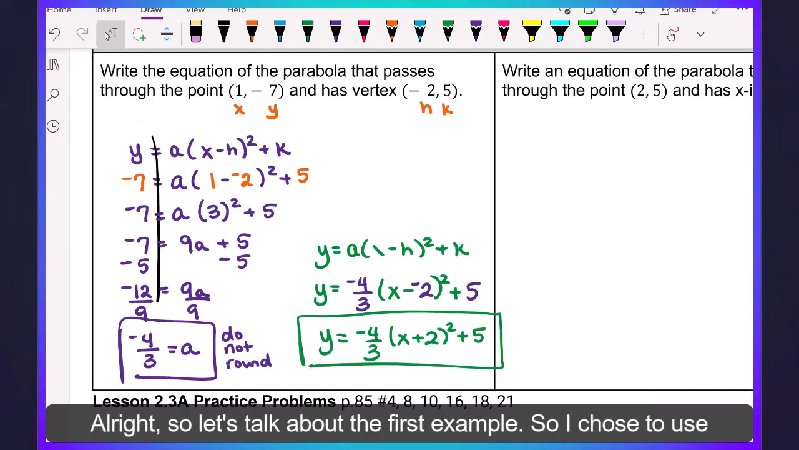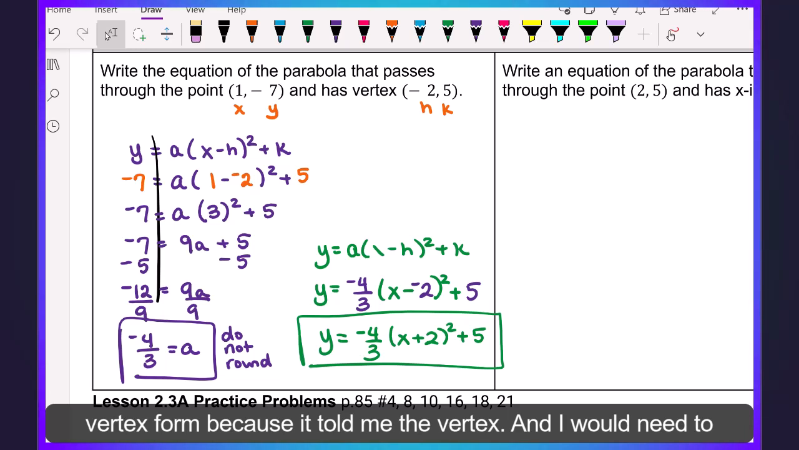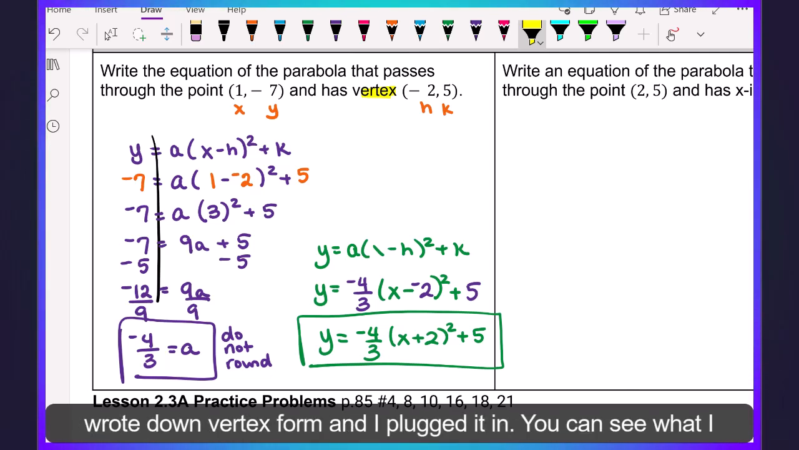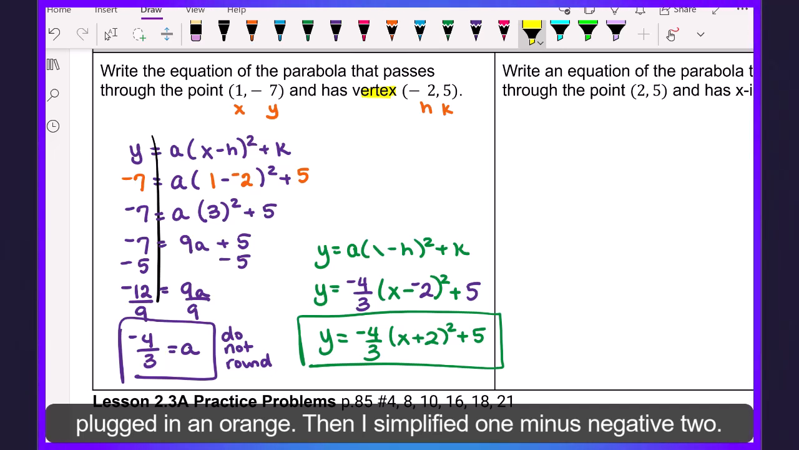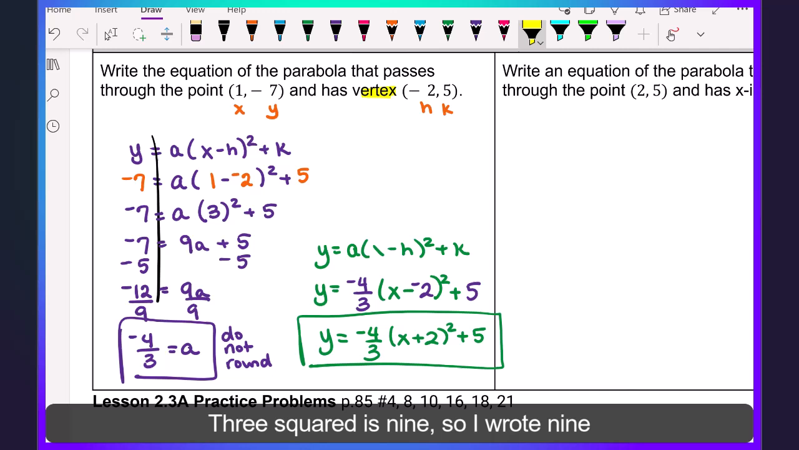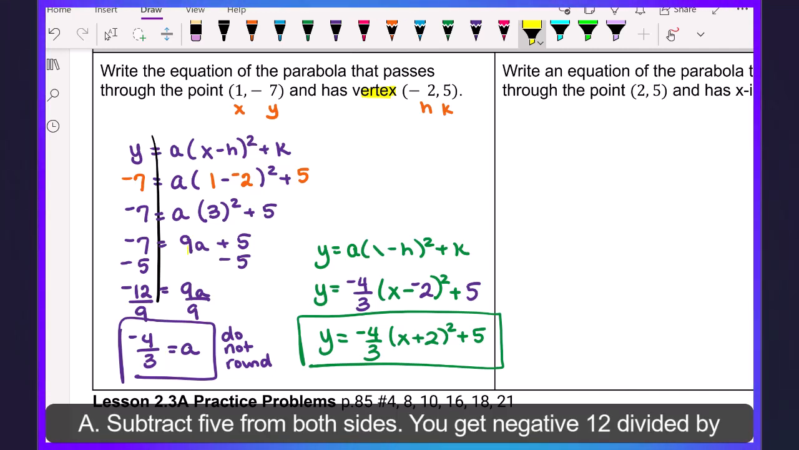All right, so let's talk about the first example. So I chose to use vertex form because it told me the vertex and I would need to substitute h and k. So I labeled all of my points x, y, h, and k. I wrote down vertex form and I plugged it in. You can see what I plugged in orange. Then I simplified 1 minus -2, that's 3. 3 squared is 9, so I wrote 9a. Subtract 5 from both sides, you get -12, divide by 9.